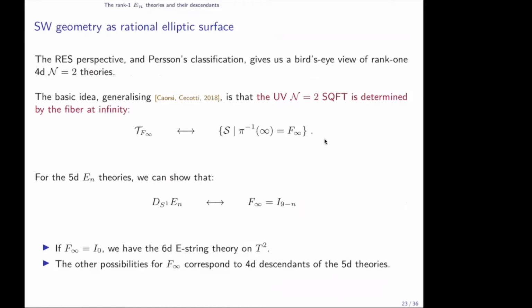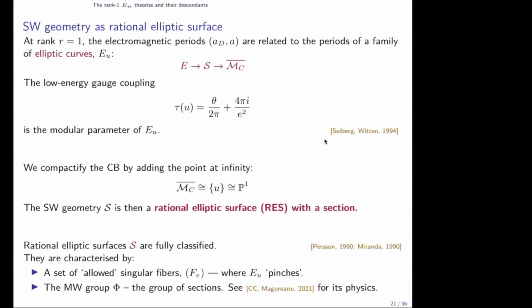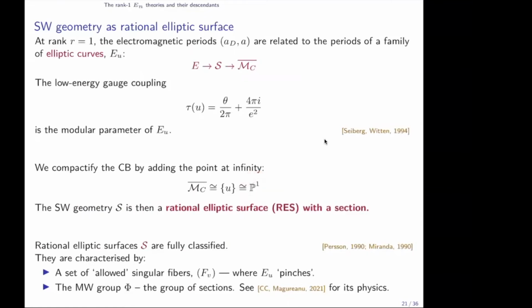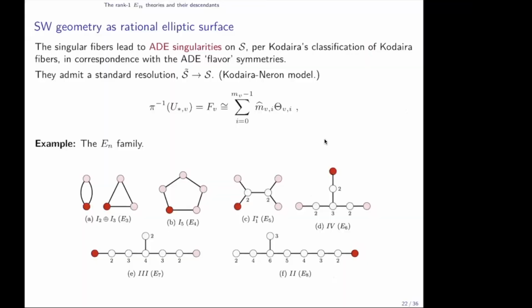So the nice thing about this perspective is that it gives us a bird's-eye view of many things we know about rank 1 E_n theories. And the basic idea is that all we did here is to compactify, to add the point at infinity, so that we have a nice mathematical problem, but we still need to keep track of this point at infinity. So we just fix the north pole, say, of my base, of my U-plane.